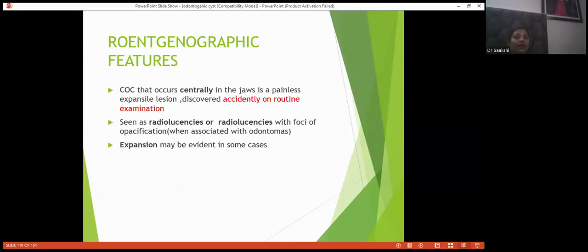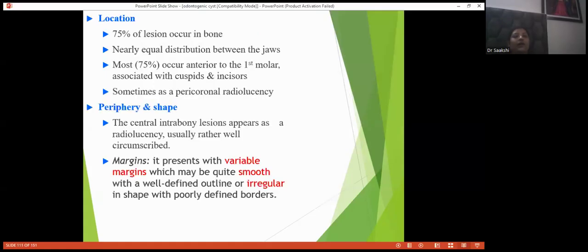Radiographically, COC that occurs centrally in the jaw is a painless, expansile lesion, which is discovered accidentally on routine examination. It is seen as a radiolucency or a radiolucency with radiopacification, that is, when it is associated with an odontome, and expansion may be seen in some cases. The location: 75% of the lesions occur in the bone, that's why it is intraosseous. There is nearly equal distribution between the jaws. 70% of cases occur anterior to the first molar, associated with the canines and the incisors. Sometimes we see pericoronal radiolucency also.